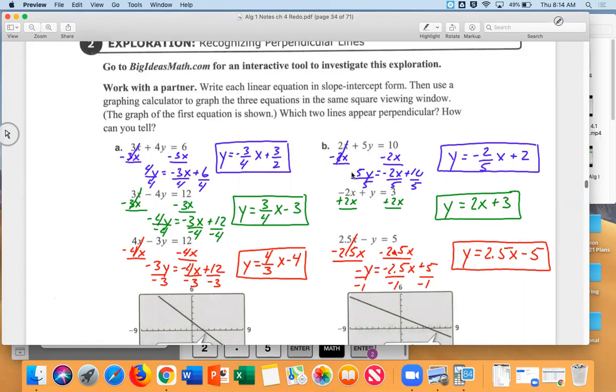Now let's look at A. A says, which one of these pairs of equations are parallel? Is it the first and second, the first and third, or the second and third? Well, how do I know? Drew, do you know? Which ones are perpendicular? The first and third. Why is it the first and third?